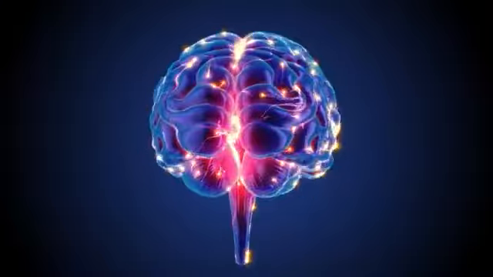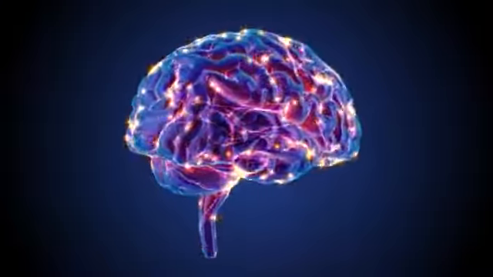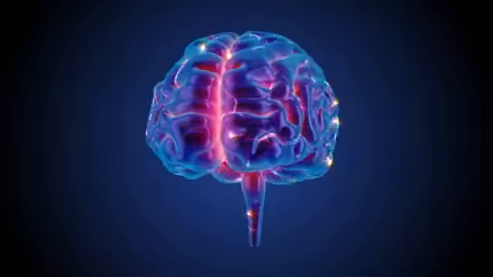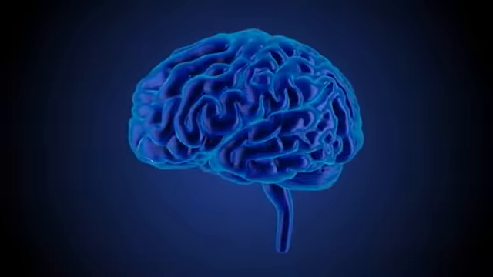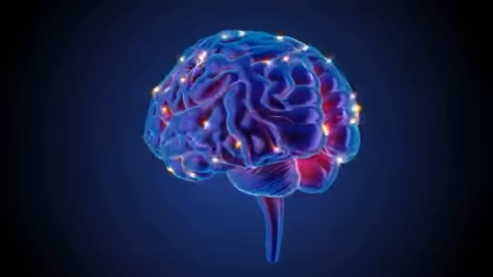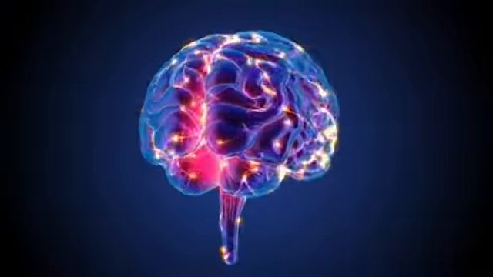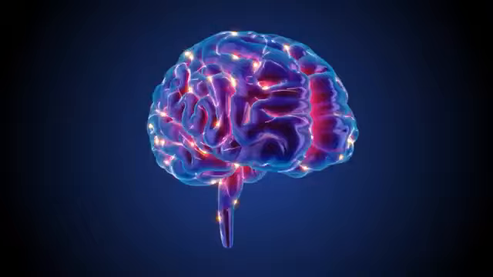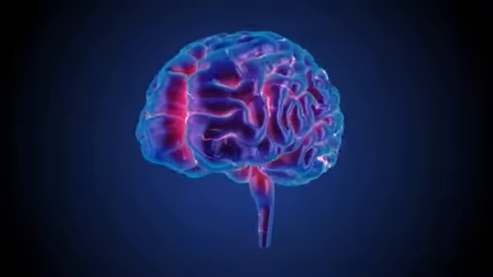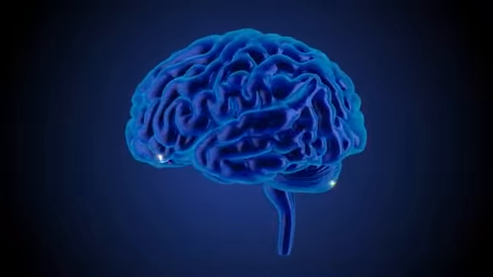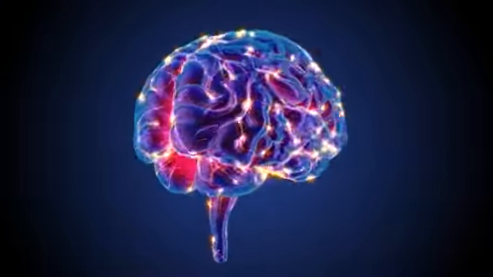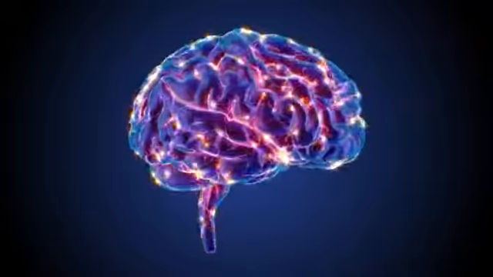The cerebrum is the largest and most complex part of the brain and is responsible for most of the brain's functions. It is divided into two hemispheres, left and right, which are connected by a bundle of nerve fibers called the corpus callosum. The cerebrum is divided into four main lobes: the frontal lobe, the parietal lobe, the temporal lobe, and the occipital lobe. Each lobe is responsible for different functions, such as movement, sensation, language, and vision.